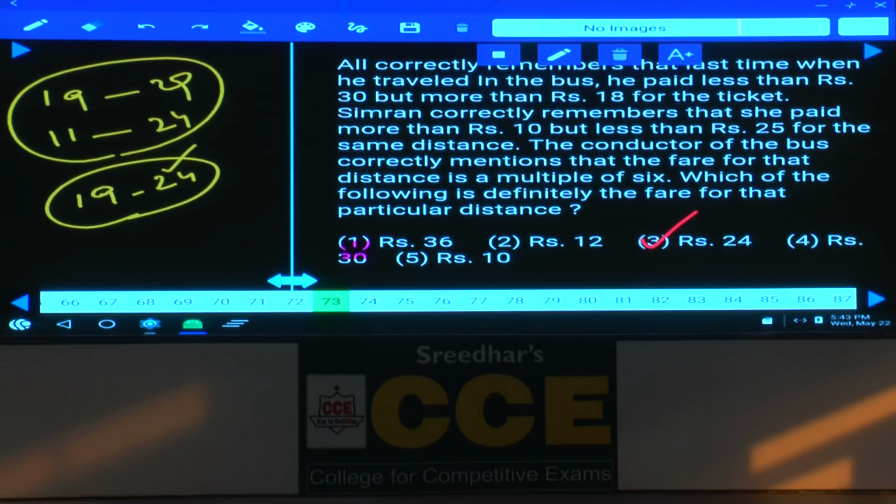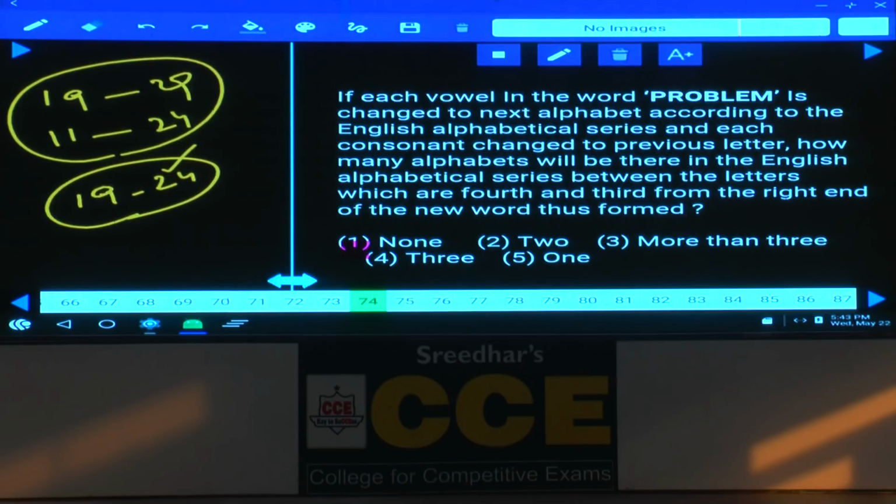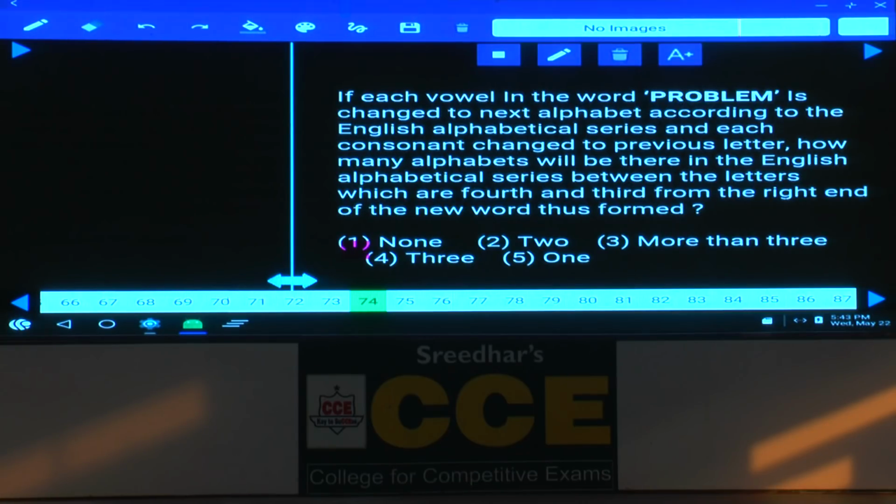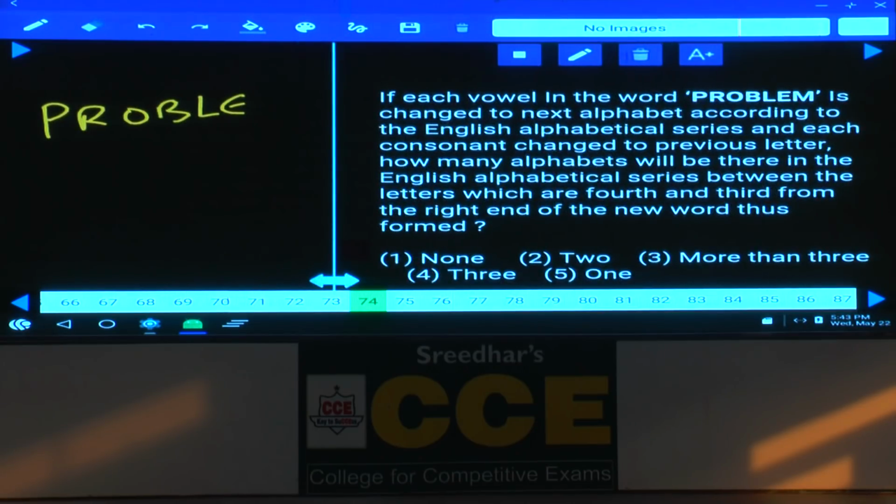Then question number 74, if each vowel in the word problem is changed to the next one. The word is problem. Now each vowel is changed to the next letter. E, O, P and E, F, these are the only two vowels, and each consonant is changed to the previous letter. How many alphabets will be there in the English alphabetical sequence between the letters which are fourth and third from the right end of the word? Fourth and third, now fourth and third, L and B, isn't it?